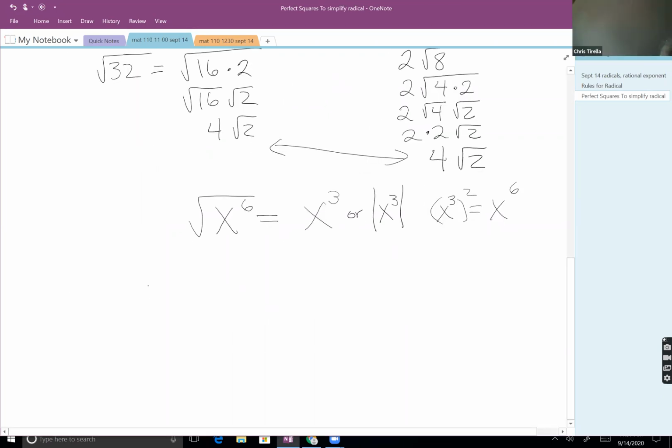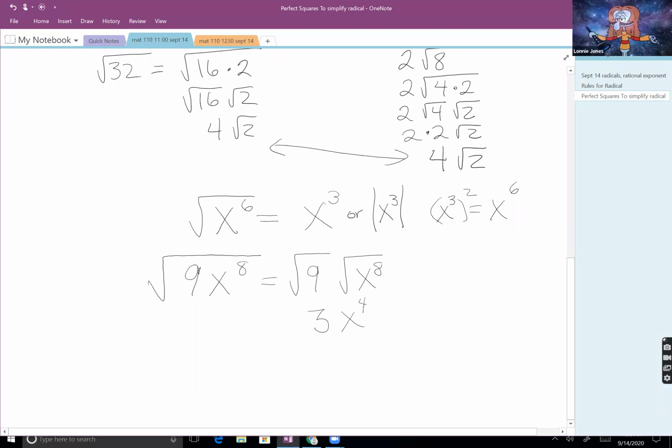And so if I wanted the square root of 9x to the 8th, I'm going to think of that as the square root of 9 times the square root of x to the 8th. The square root of 9 is 3. The square root of x to the 8th would be x to the 4th. 4th, yep. Is everybody all right? This time I don't need absolute value bars because an even exponent is always positive.